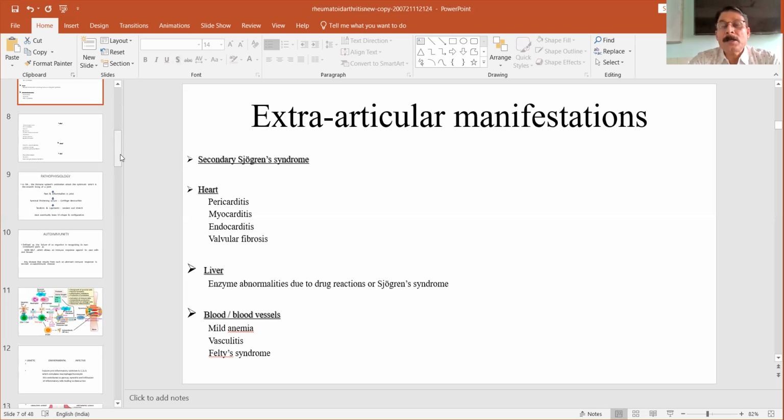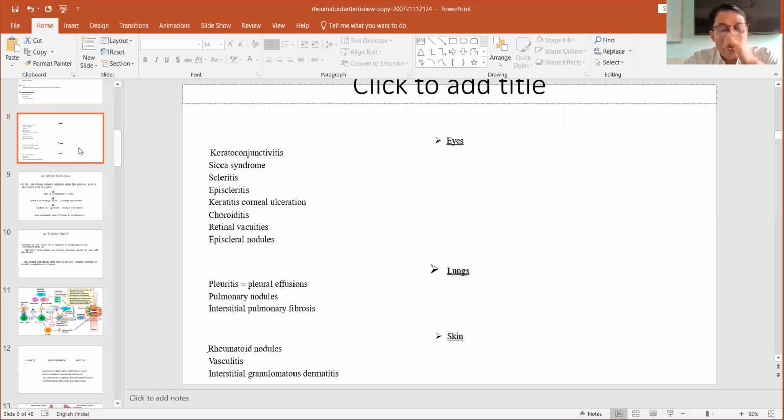So as I said, extra-articular manifestations are also seen. This includes what? The heart, mostly pericarditis. Other things are there, but pericarditis is more common. Liver, it is said, Sjogren syndrome. Then in blood disease, mostly hypochromic anemia, which is quite common because of the disabling chronic disease. Eyes are involved, keratoconjunctivitis is more common than other things. Then the lungs, pleuritis, and pleural effusion is sometimes seen. Pulmonary nodule, then Caplan syndrome, other things are there, but pleural effusion is quite common.